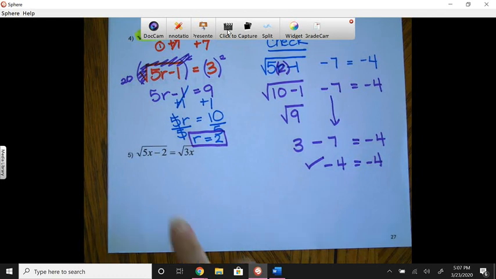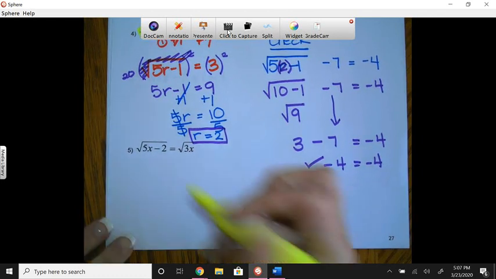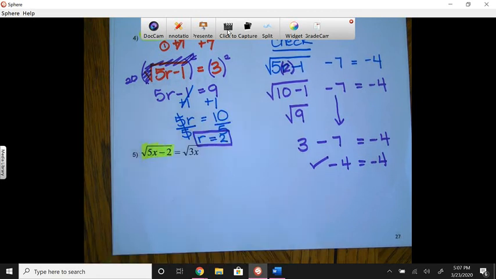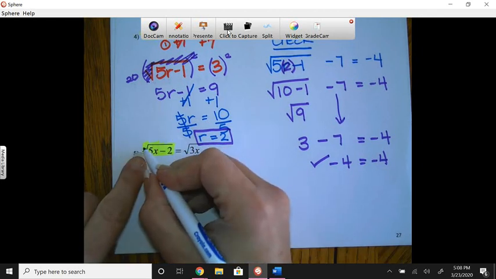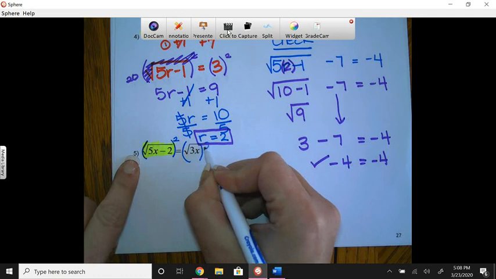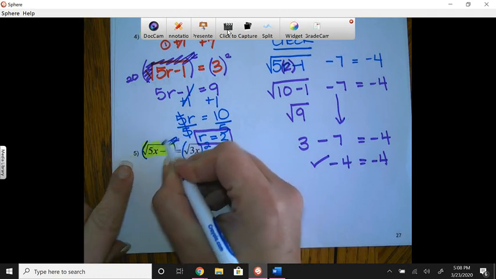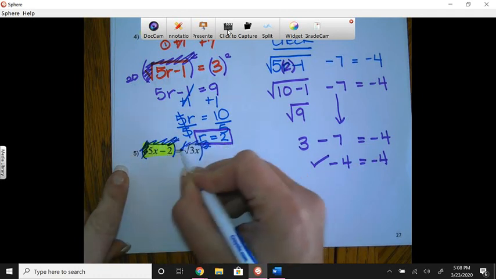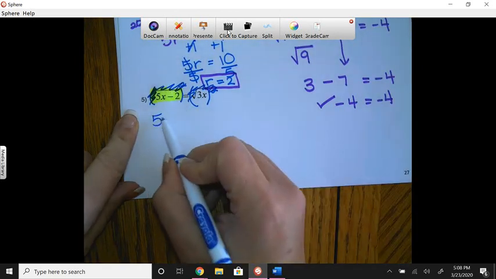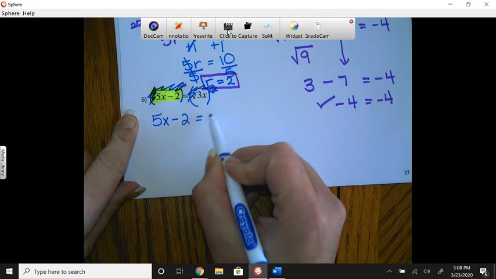Okay, so let's go ahead and try number 5. So we want to get the radical by itself. There happens to be a 2, but that's okay. So we have a radical by itself. So since the index is not there, we know it's a 2. So we're going to go ahead and square both sides. So on both sides, the radicals will undo. And so we're left with 5x minus 2 equals 3x.